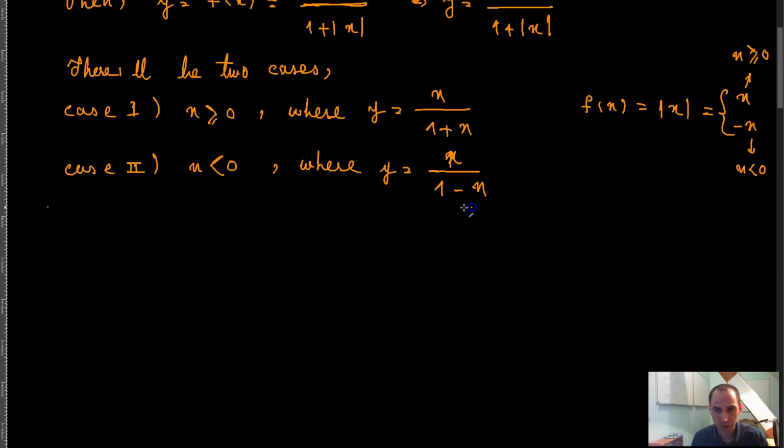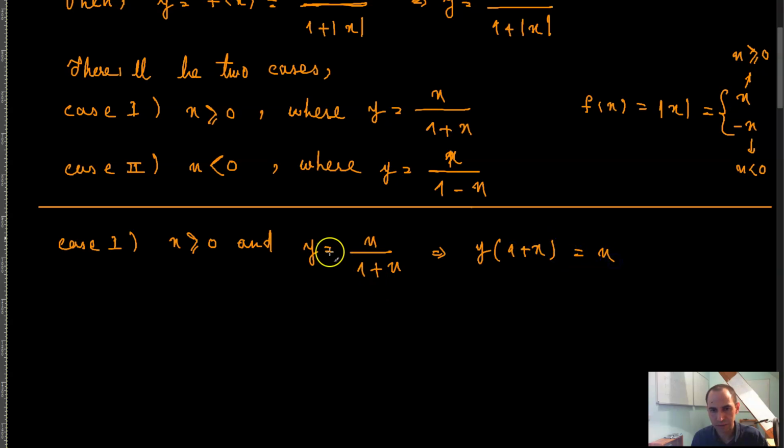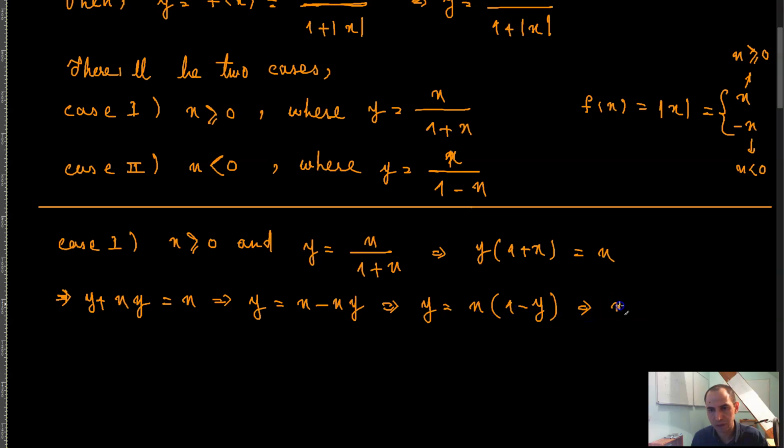Now in case 1 you have x greater than or equal to 0, and y is equal to x over 1 plus x. This implies that y times 1 plus x is equal to x, which means that y plus xy is equal to x. This means that y is equal to x minus xy. This means that y is equal to x times 1 minus y. This means that x is equal to y over 1 minus y, right?